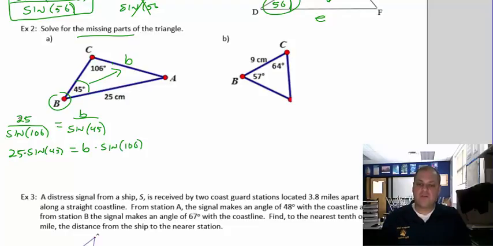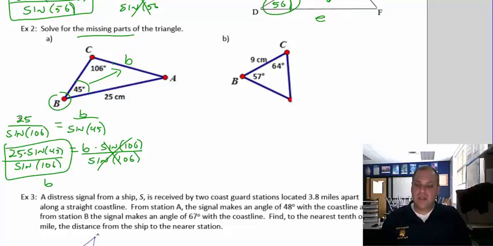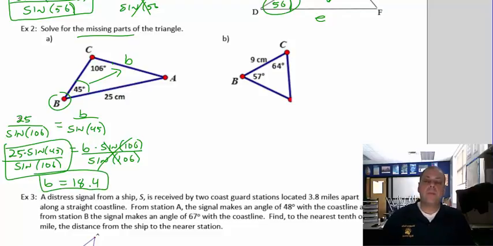And I want to solve for b, so I'm going to divide by the sine of 106. Whatever you want to solve for, you divide by the other thing that's with it, just like in any other equation you would solve. And again, you just type this in your calculator. B equals 18.4. Did this ahead of time. 18.4. Now, it said to find all missing parts.